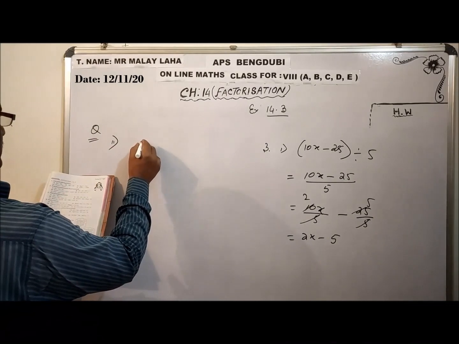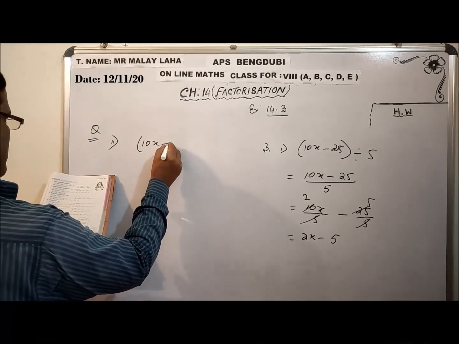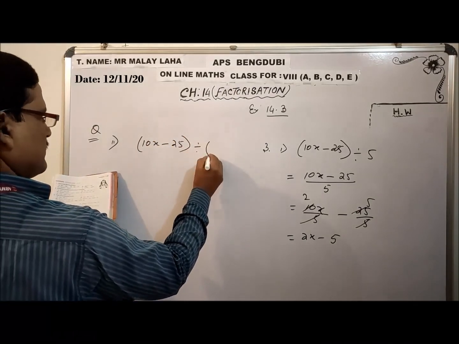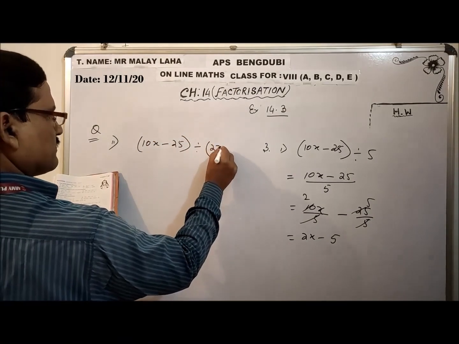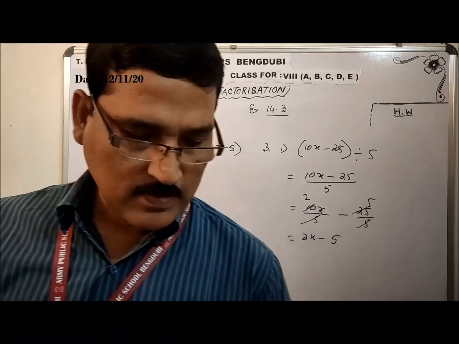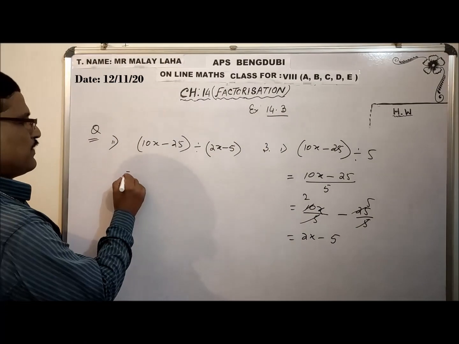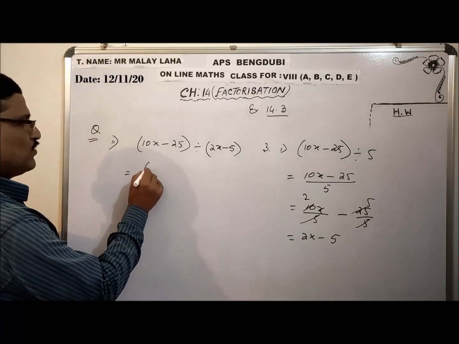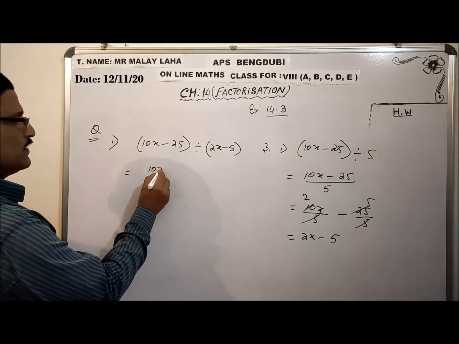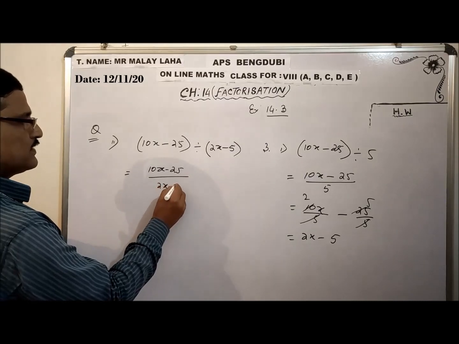So 10x minus 25, divided by 2x minus 5. From here only little bit calculation is required. Mind it. What we will do, first you write down division form, no problem. 10x minus 25 by 2x minus 5.